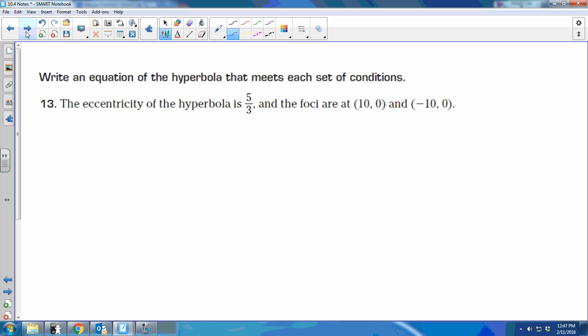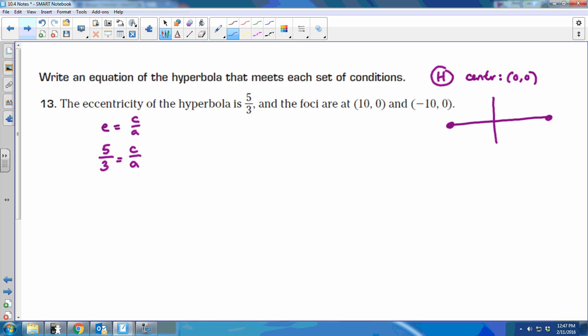The eccentricity of the hyperbola is 5 over 3. So I just said E equals C over A, and I know that 5 over 3 is E. So I'm going to be able to use that in a second. It says the foci are at 10, 0 and negative 10, 0. So then if you draw a graph, 10, 0, negative 10, 0, it's horizontal. The center is 0, 0. And what else can I get from the foci? C, and so C is 10.